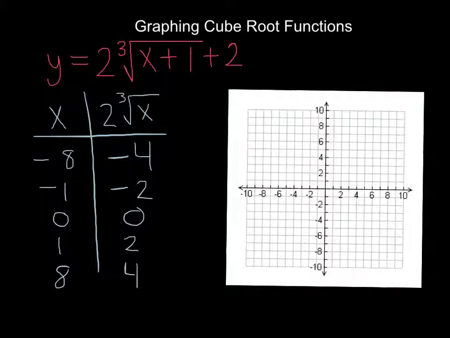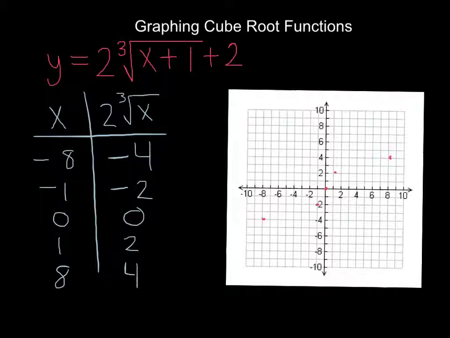So once you have all of your values, you can graph your points. So -8, you're going to the left 8 and down 4, which will put you right about here. -1, -2, put you right here. Make this point a little bigger. 0, 0 is here. 1, 2 is here. And 8, 4 is here.